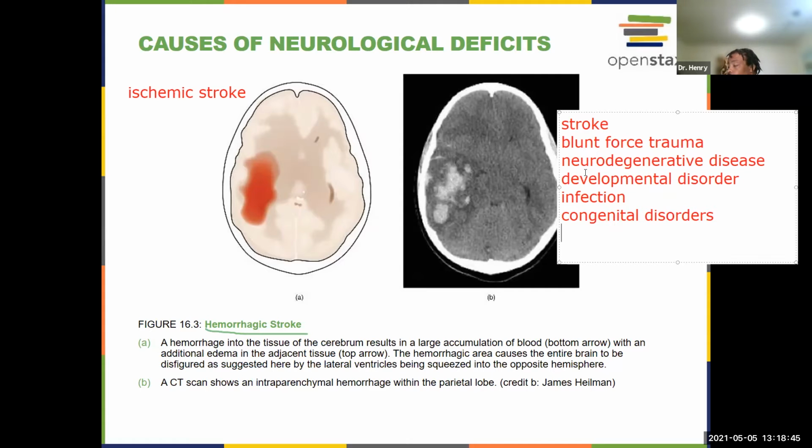Developmental disorders would be like let's see, I can't even think straight right now.